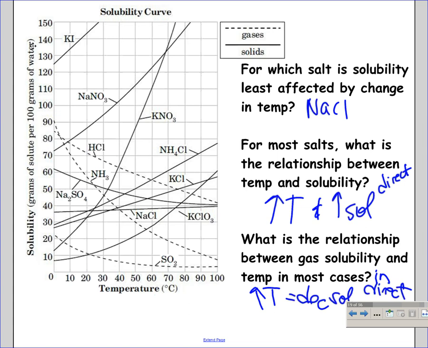Gases are indirect. Give me an example of gases being less soluble at high temperatures in real life. I think carbon dioxide's better because most people know what we're talking about here. Where would you find carbon dioxide in liquid solution? In soda. Carbonated beverages, everything they're carbonated with.